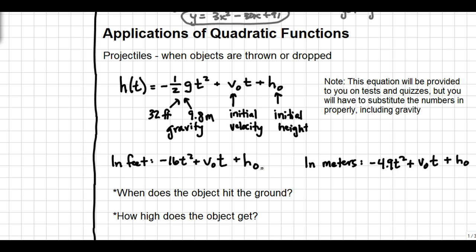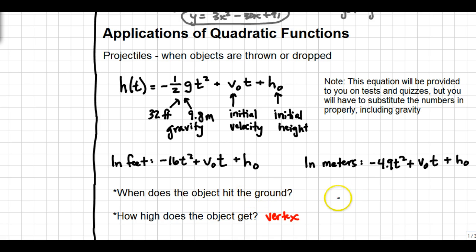Many times when you're working with this equation, they're going to ask you questions like, when does the projectile hit the ground? They also may ask you, how high does the object get? These are questions you should be able to answer very easily based on the things that we've been talking about so far in Chapter 6. To find out how high the object gets, you will need the vertex. If you know where the vertex is, and it's an upside down parabola, the y value of the vertex will tell you the height.